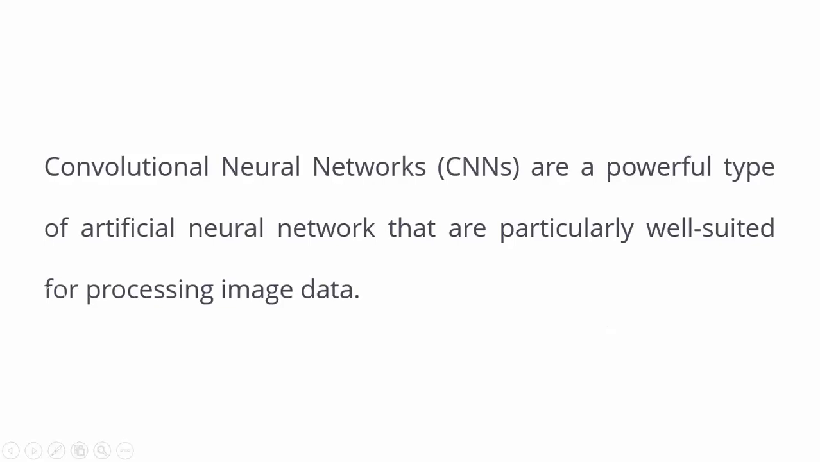So convolutional neural networks are a powerful type of ANN, artificial neural networks, that are well suited for processing image data. That means we use convolutional neural networks mostly in image processing, image segmentation and image classification applications.